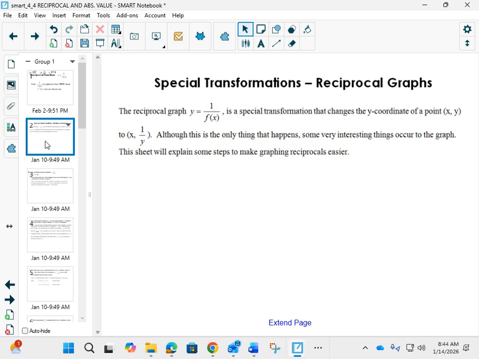But basically, just like the square root graph, where all you were doing was square rooting your y values, and then we looked for patterns of which points were important, the same thing's going to happen with reciprocal graphs. All that's happening is you have your original graph, you think about the coordinates on your original graph, and your y value is going to be changing to 1 over your y value.